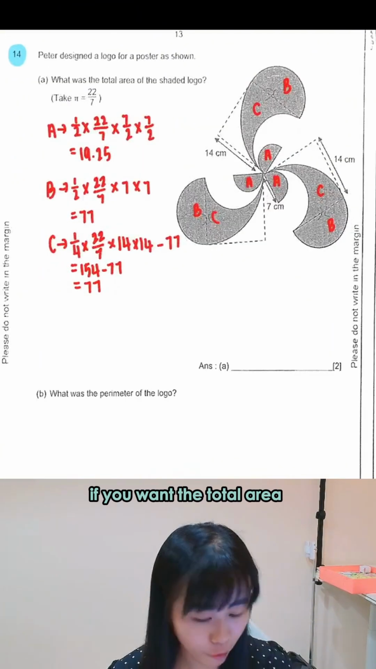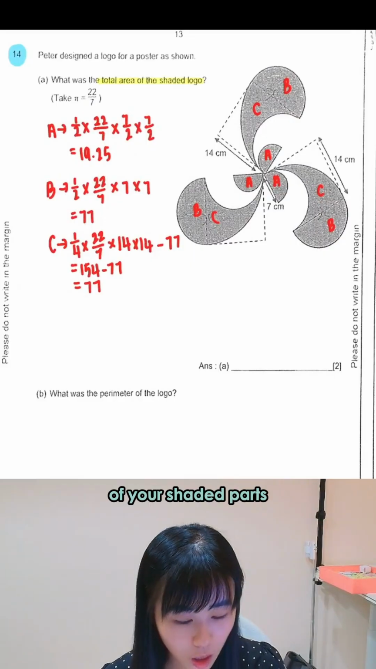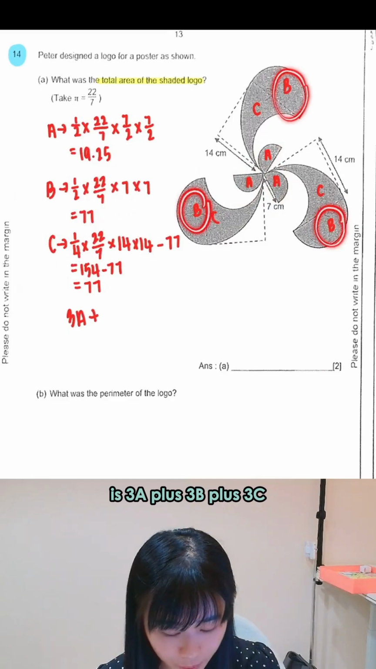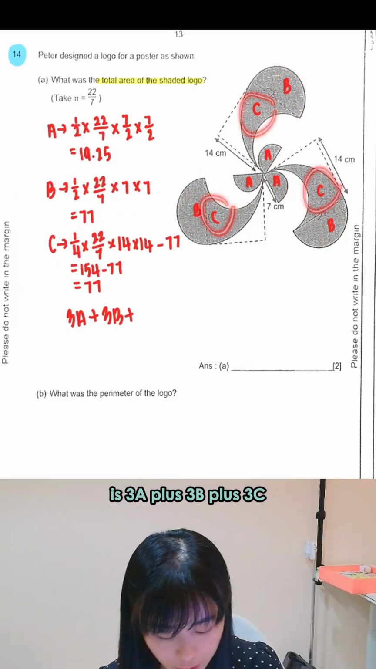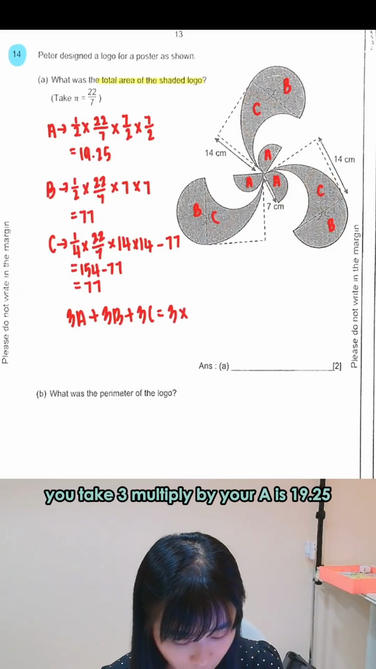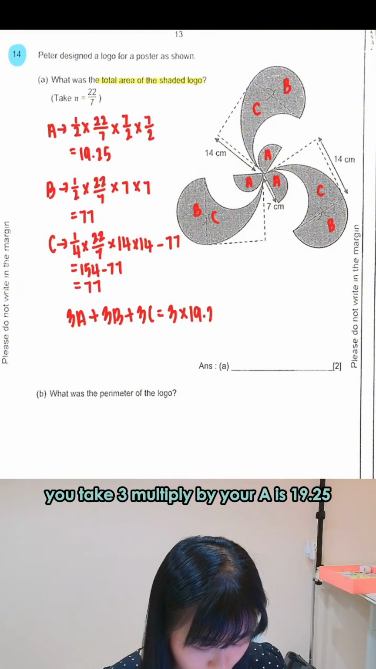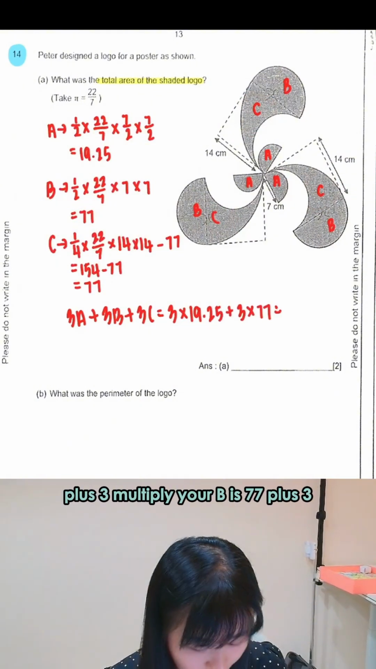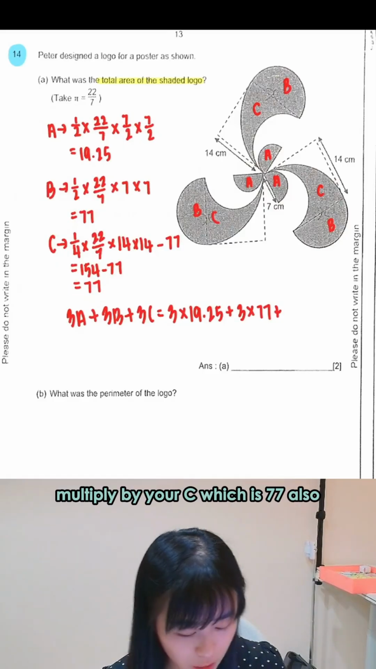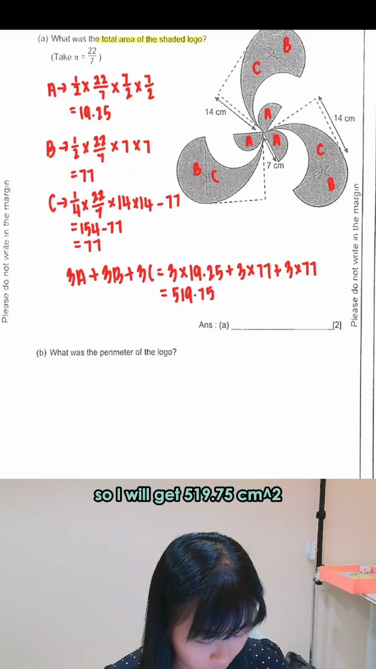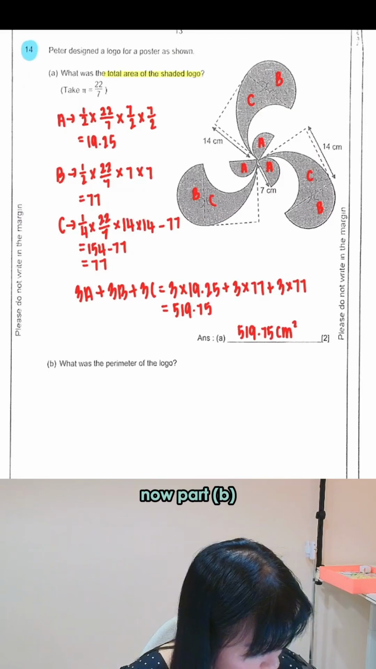That's your C. If you want the total area of your shaded parts, it is 3A plus 3B plus 3C. So you just basically need to take 3 multiplied by your A, 19.25, plus 3 multiplied by your B, 77, plus 3 multiplied by your C, which is 77 also. So I will get 519.75 cm squared.